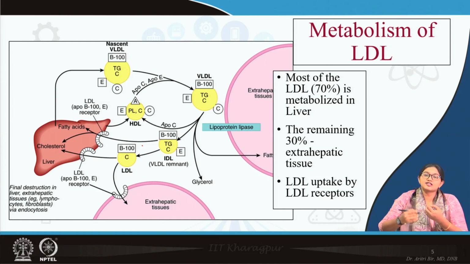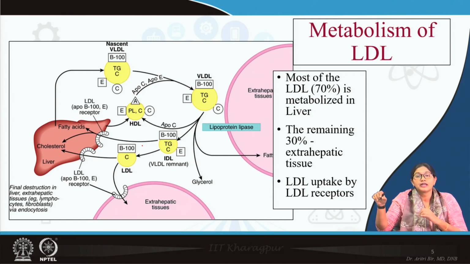Now, IDL means the VLDL remnant. The VLDL remnant is constantly attacked by lipoprotein lipase. So, there is a huge depletion of triacylglycerol. Finally, what is formed is the low density lipoprotein, which is cholesterol rich. Now, what are the fates of this LDL? The majority, like 70% of the LDL, is metabolized inside the liver. It enters the liver through the LDL receptor. The remaining 30% goes to extrahepatic tissue.